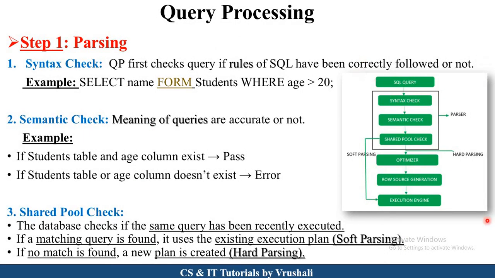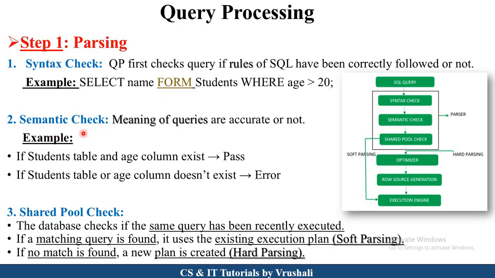Now, see here in this diagram. When you execute a particular SQL query, the first step is called parsing. Under parsing, it first checks for syntax errors. If some syntax error is present in your query, it displays the error. Otherwise, it executes the query. For example, suppose your query is select name from student where age greater than 20. If the spelling of from is wrong, it displays a syntax error. Suppose a semicolon is missing or a spelling is incorrect, then it displays the syntax error, right?